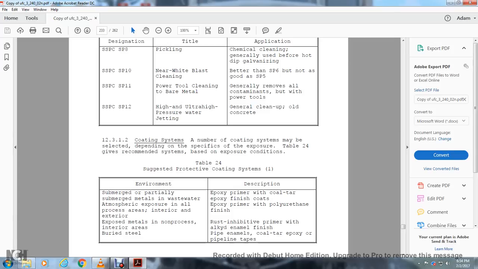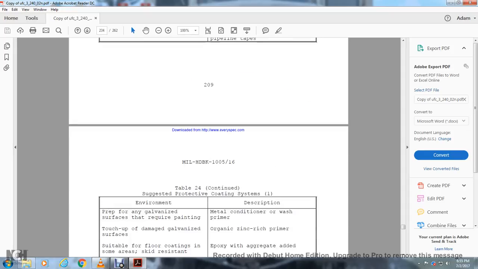12.3.1.2 Coating systems. A number of coating systems may be selected depending on the specific type of exposure. Table 24 gives the recommended system based on exposure conditions. Environment: submerged and partially submerged metal in wastewater, epoxy primer with a coal tar or epoxy finish coat. Atmospheric exposure in all process areas, interior and exterior: exposed metal, epoxy primer with a polyurethane finish. Non-process interior areas: rust-inhibitive primer with an alkyd enamel finish. Buried steel pipe: enamel, coal tar epoxy, or pipeline tapes.